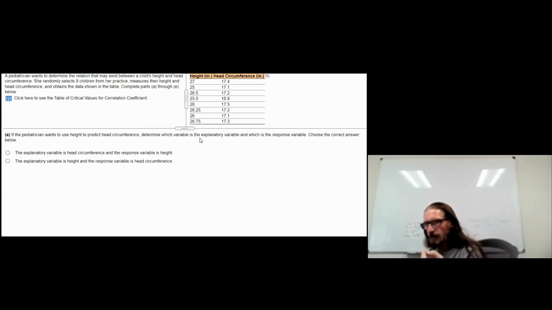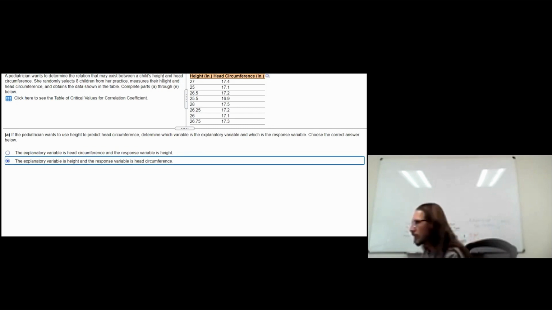First here, we're looking at what to use as the explanatory and response variables. We're told that a pediatrician wishes to predict head circumference based on height. So height is the explanatory variable and head circumference is the response variable.